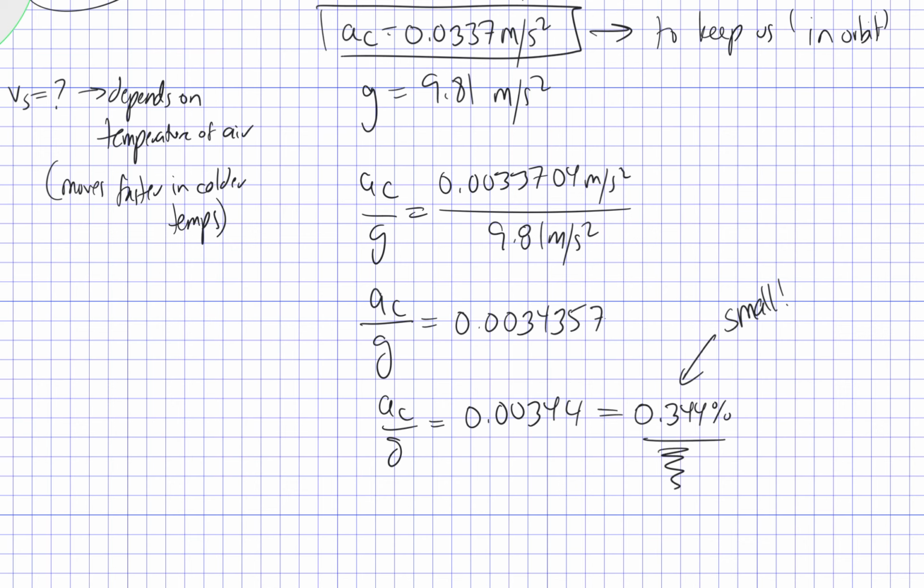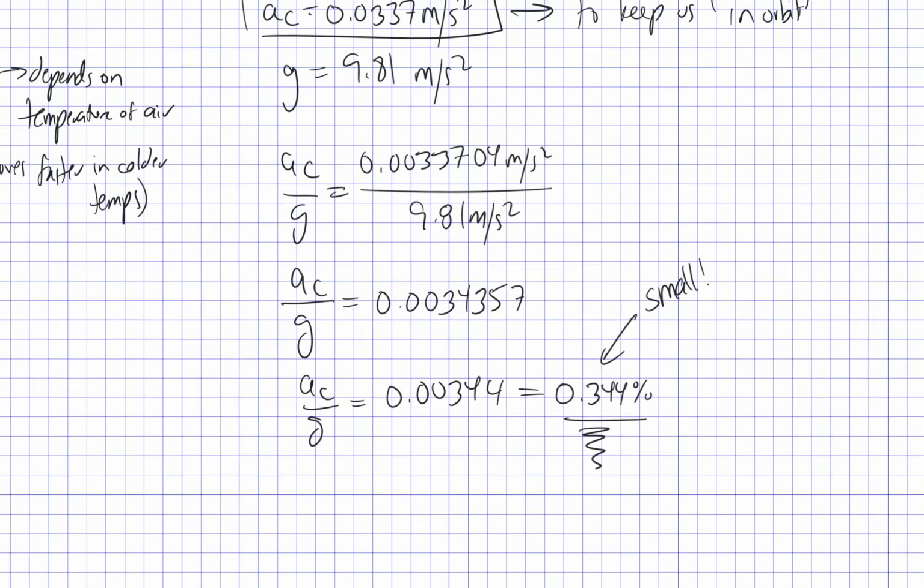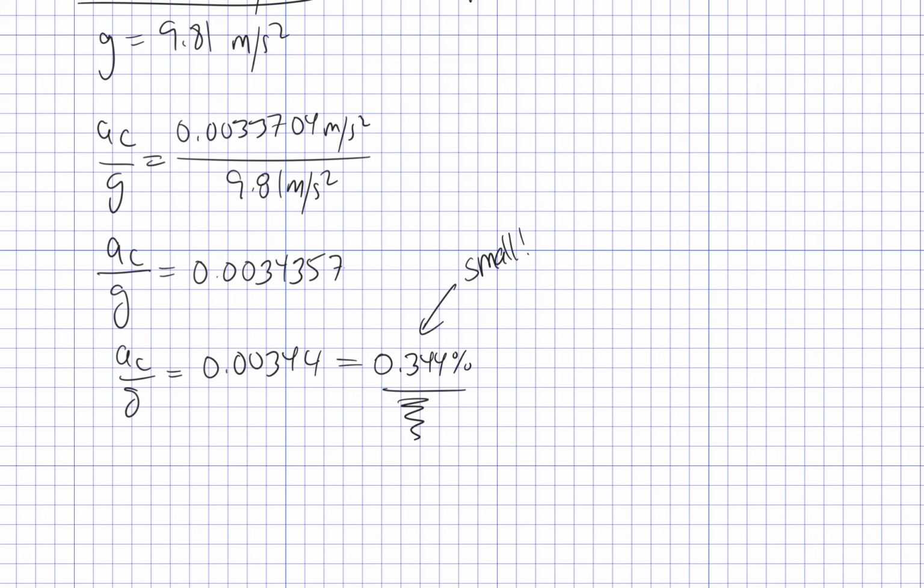So the centripetal acceleration required to keep us on the planet is only 0.344% of the acceleration provided by gravity, okay?